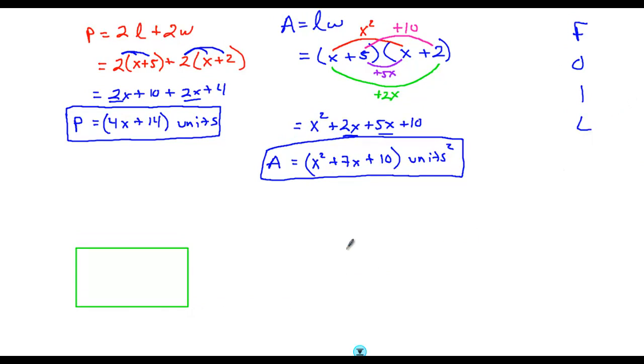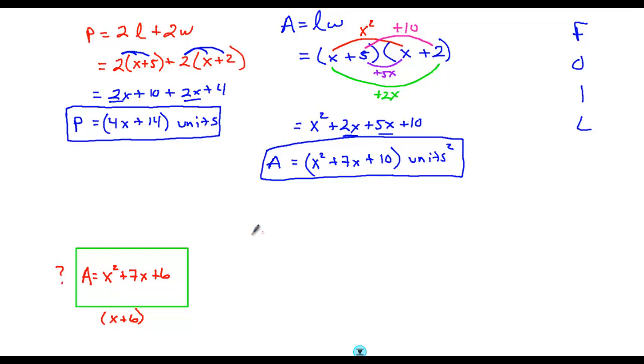Now on this rectangle, I'm going to put a length, x plus 6, and I'm just going to tell you that the area equals x squared plus 7x plus 6 units squared. So we don't have a width. The width is unknown.